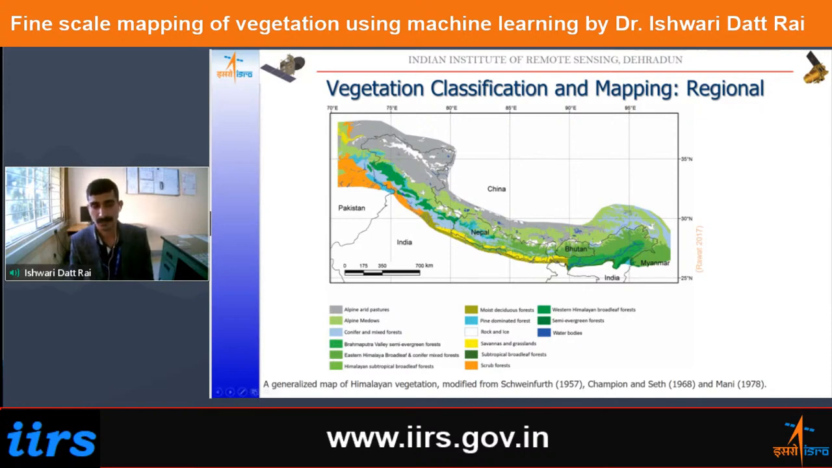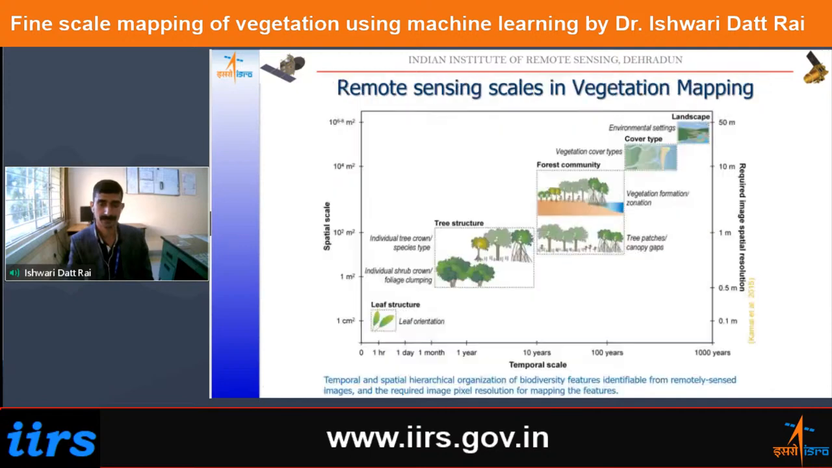So this example is one of the attempts where the vegetation was not only classified but also mapped at the regional level for the entire Himalayan scale, following the Champion and Seth classification and the classification proposed by Mani. So these are basically broad level vegetation units. These were classified and mapped.